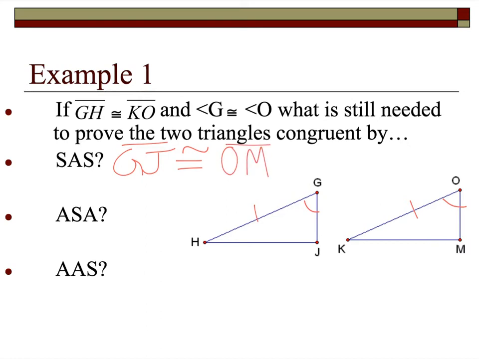I want you guys to pause it, try the next two, see if you can get it, press play, and I'll give you an explanation. All right, how about angle, side, angle? Well, in order to do that, I would need angle H is congruent to angle K. Then I would have an angle, a side, and an angle, where the side would be included between those two angles. All right, next one.